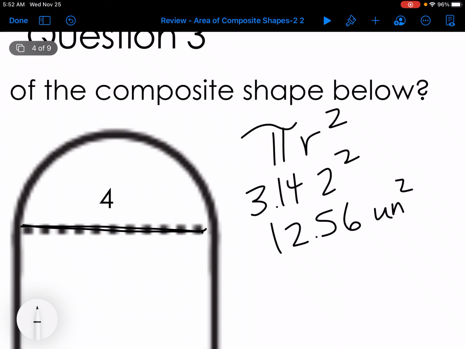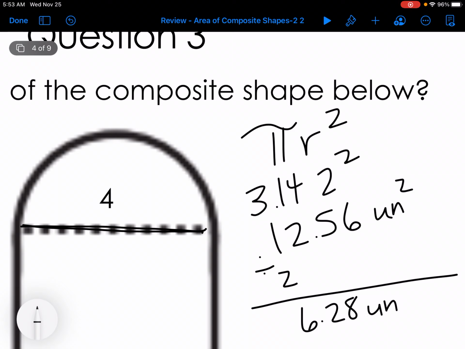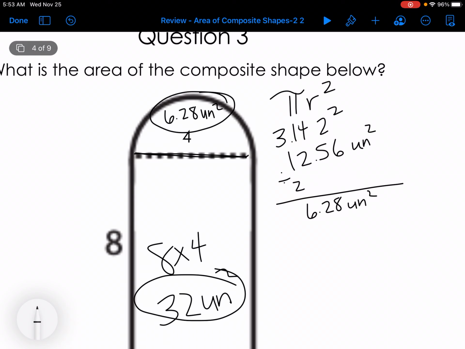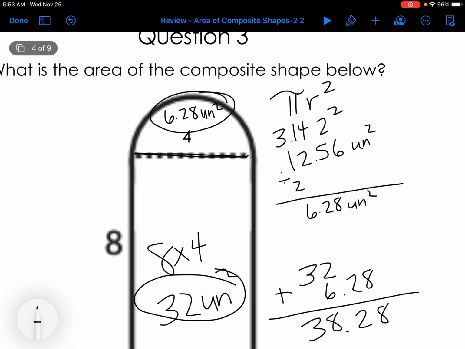But remember, this is only half a circle, so I'm going to have to divide by 2 to get my final answer. So I'm going to take 12.56 and divide by 2, and I get 6.28 units squared. So now I take my two areas and I'm going to add them together. So 32 plus 6.28, I get 38.28 units squared.